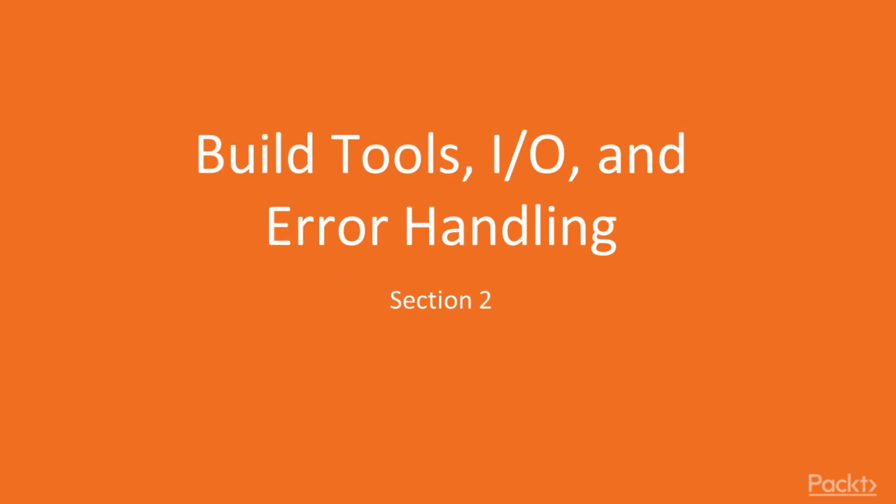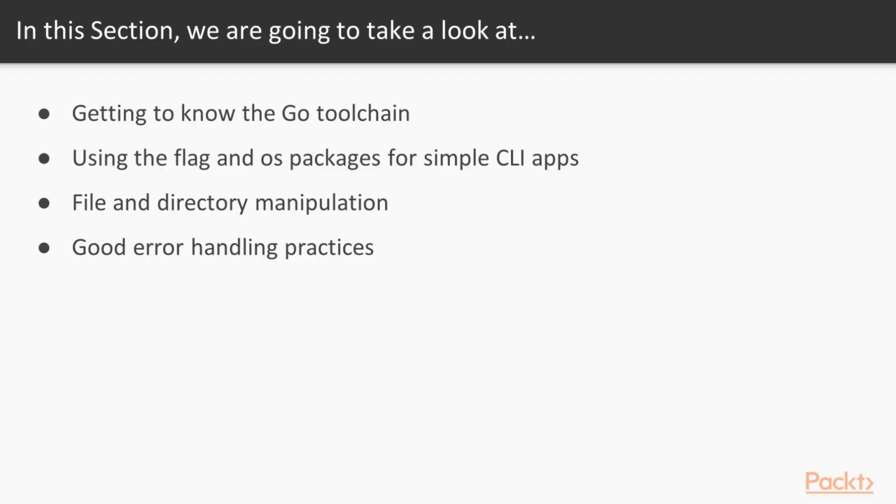Hello and welcome to the section on build tools, I/O, and error handling. We're going to get to know the Go toolchain a bit in this section through the go command. We'll see how to use the flag and os packages for some CLI apps that read input when invoked and from the environment they're running in. We'll do a good deal of file and directory handling, and we'll end with some good practices around error handling.